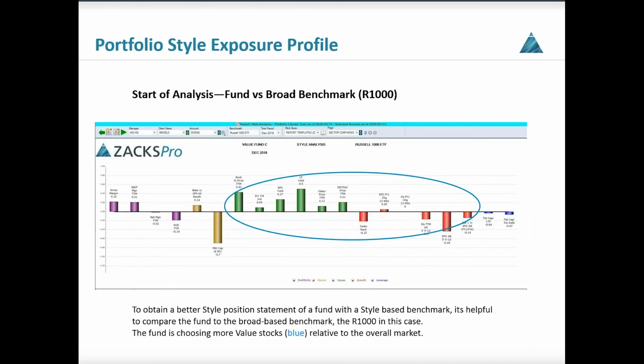Often when you have this and the fund says it's a style fund, we can do the very same analysis, but we can do it against the broad-based benchmark. In this case here is the Russell 1000 fund. Here you can clearly see that we have a value style statement, all the positive green bars.